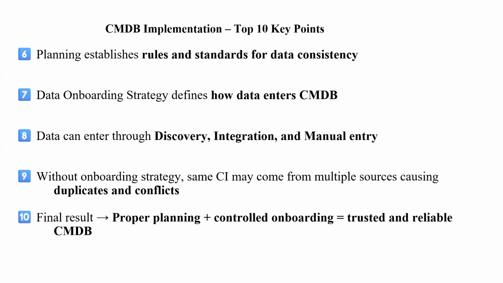Ninth one, without strategy, duplicates and conflicts will occur. If multiple sources create the same CI, duplicates will occur. For example, the same server is created by both discovery and integration. This leads to duplicate records and incorrect relationships. The solution is to use identification and reconciliation rules to maintain a single record.